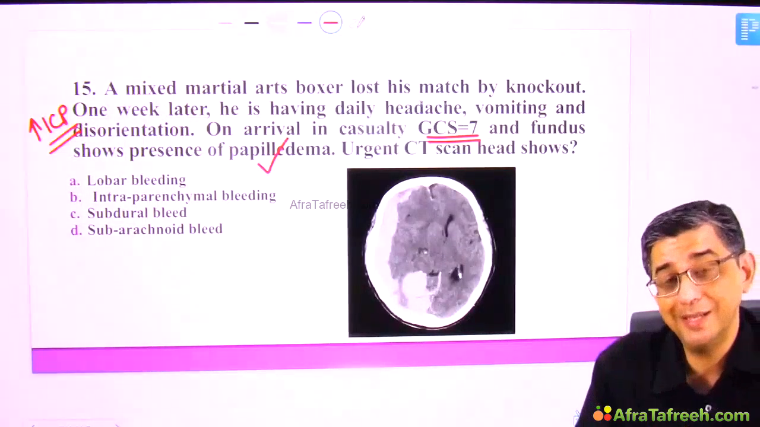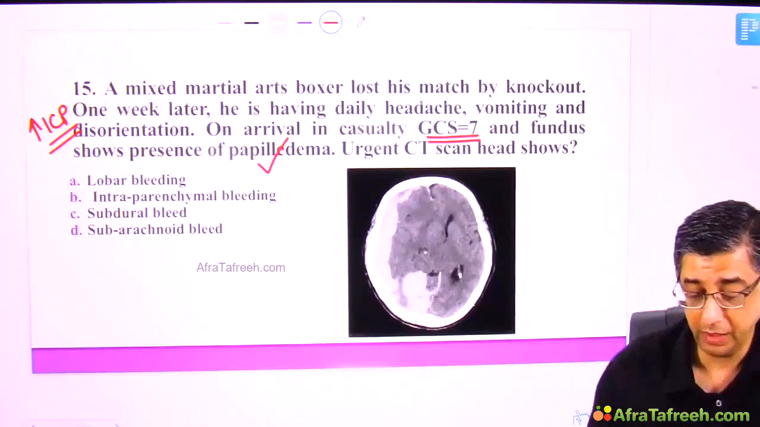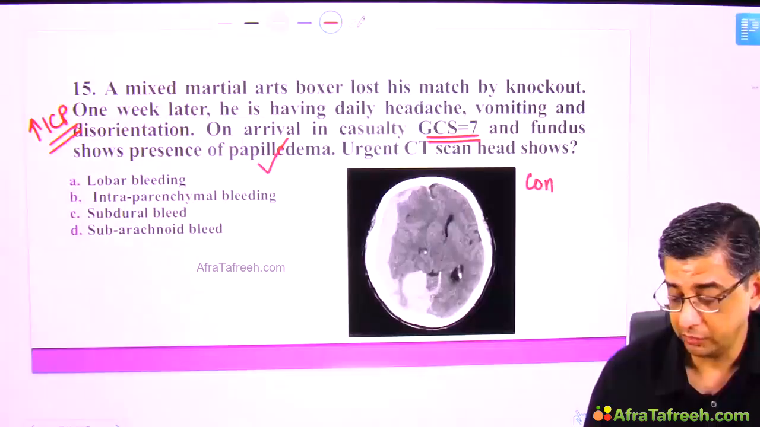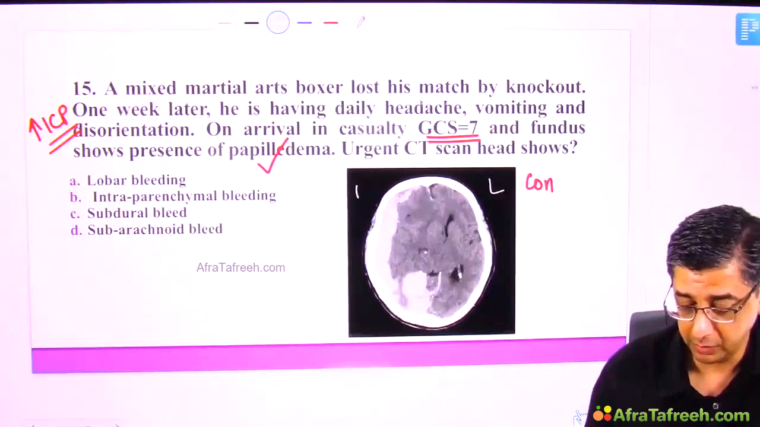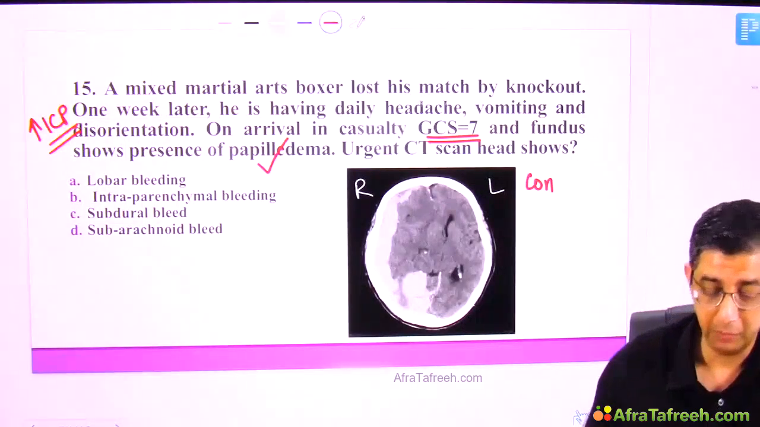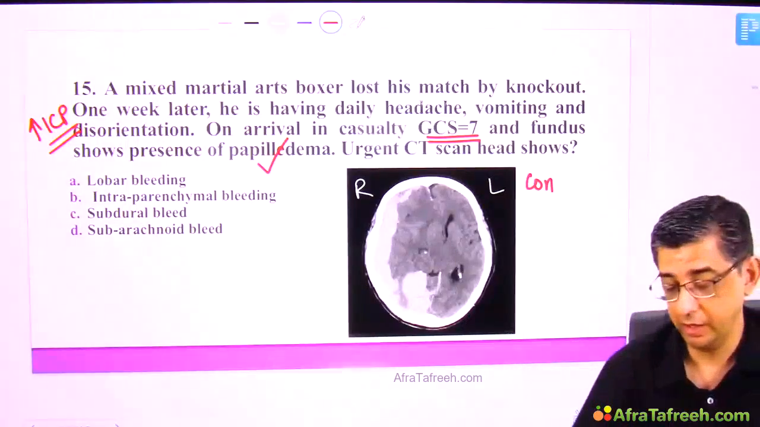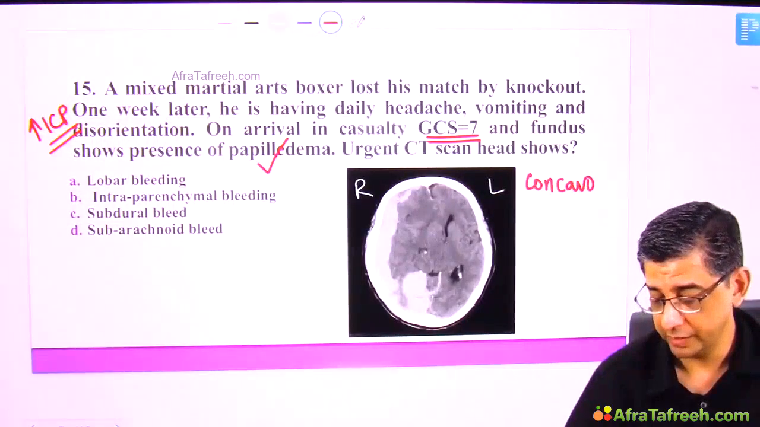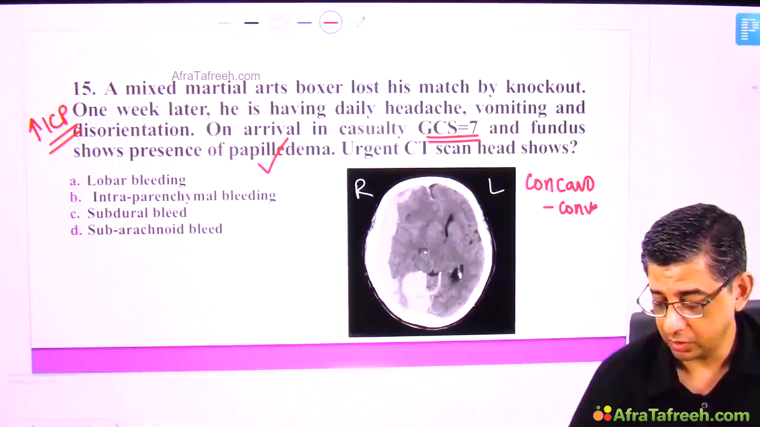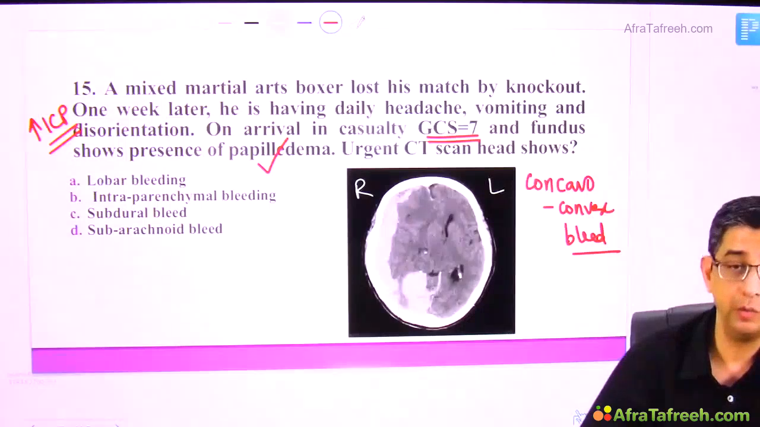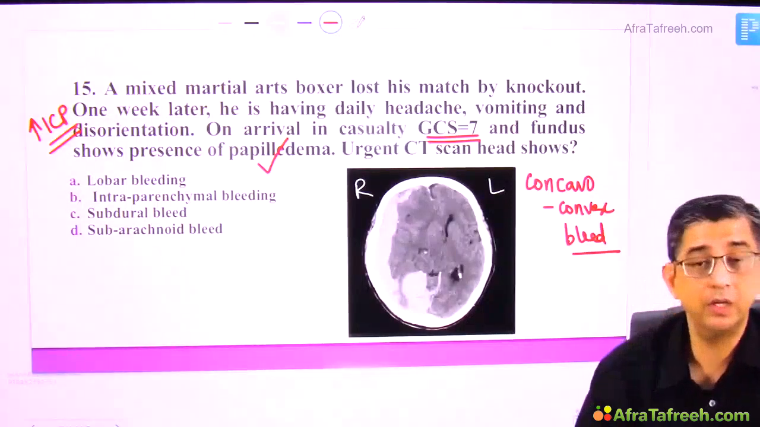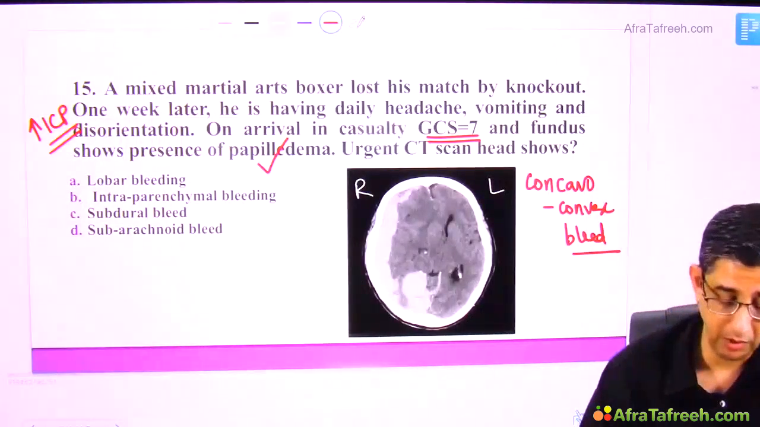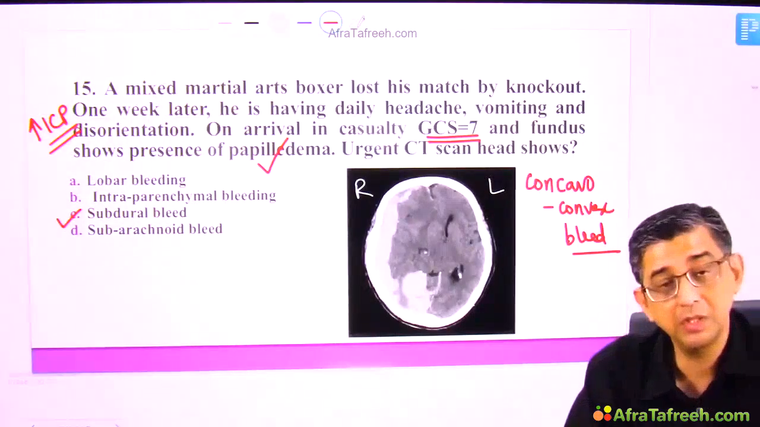And when I do the CT scan of this guy, you can notice on the non-contrast CT head, this is going to be left, this is going to be right. On the right hand side, maybe he was hit by an elbow on the side of the head during the submission match. So there is a concavo-convex bleed present. And whenever you see a concavo-convex bleed related to the brain parenchyma, you always have to think in terms of a subdural hemorrhage. The correct answer to this question is option number C.